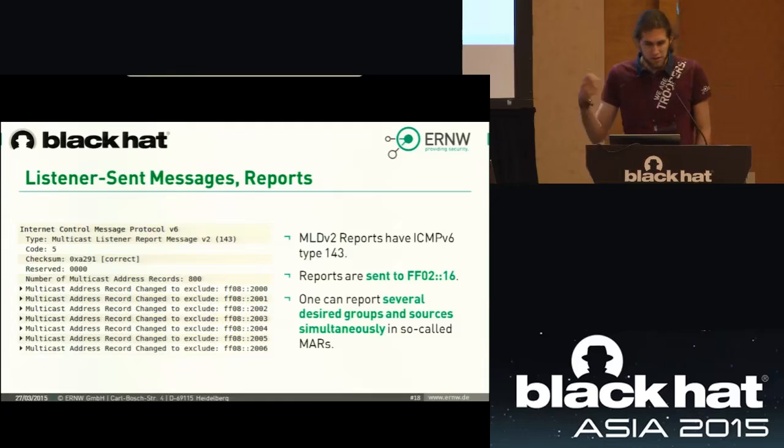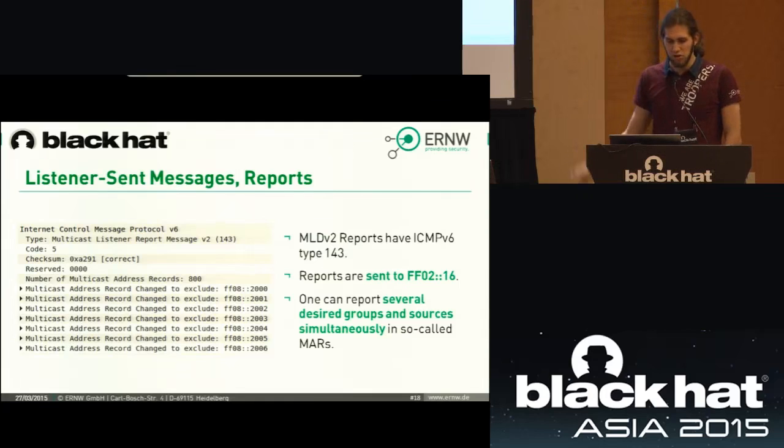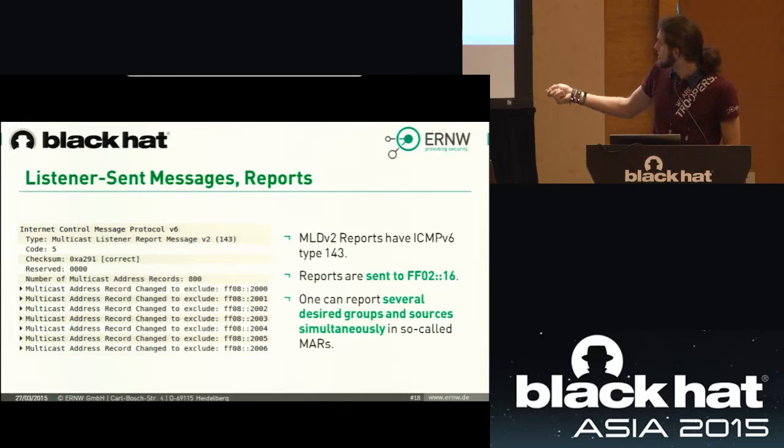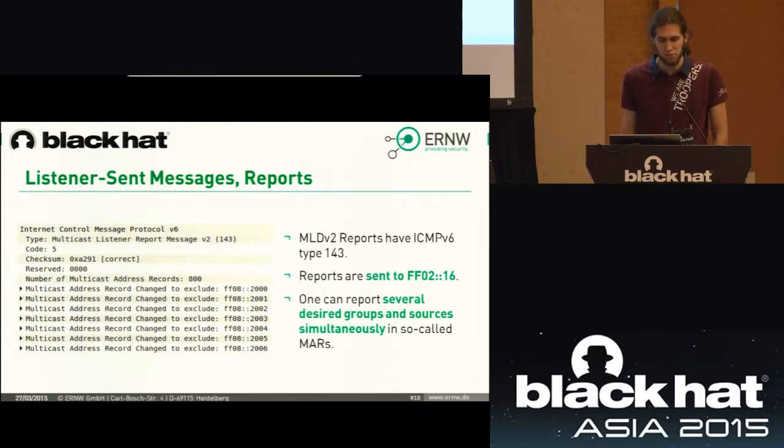And in MLD version 2, you can announce all the multicast groups you want to join in one report. So as a listener, you just send one report and say, okay, I would like to listen to all of these groups, back to our querier. And this is sent to FF02::16, which is a multicast group for all MLD version 2 capable routers. So all MLD capable routers will get this, and the querier will handle and manage the rest.